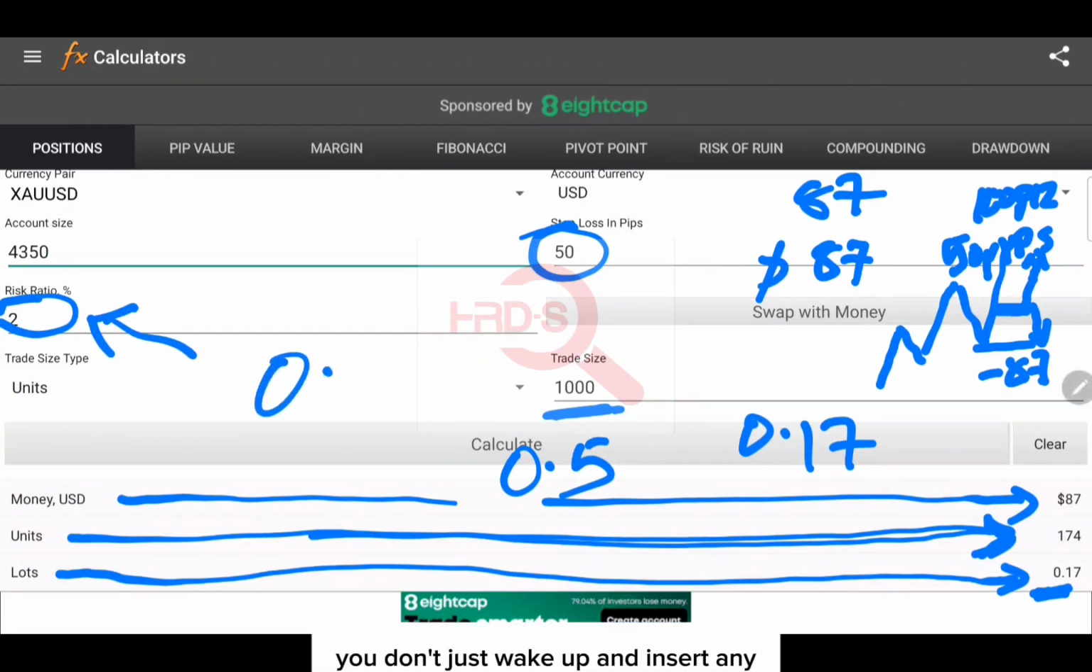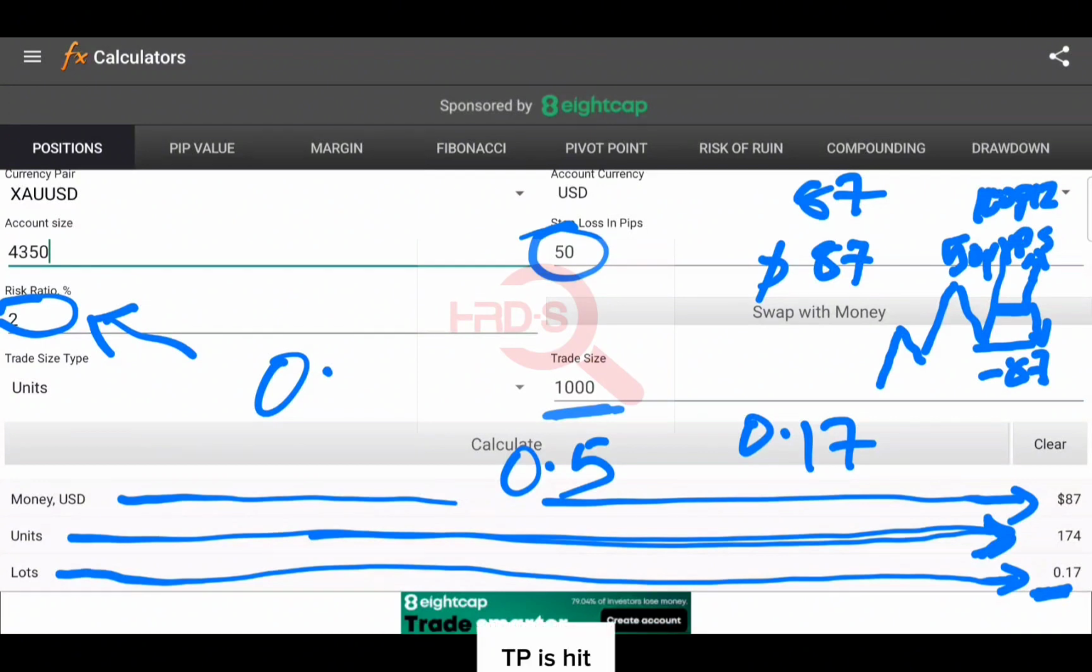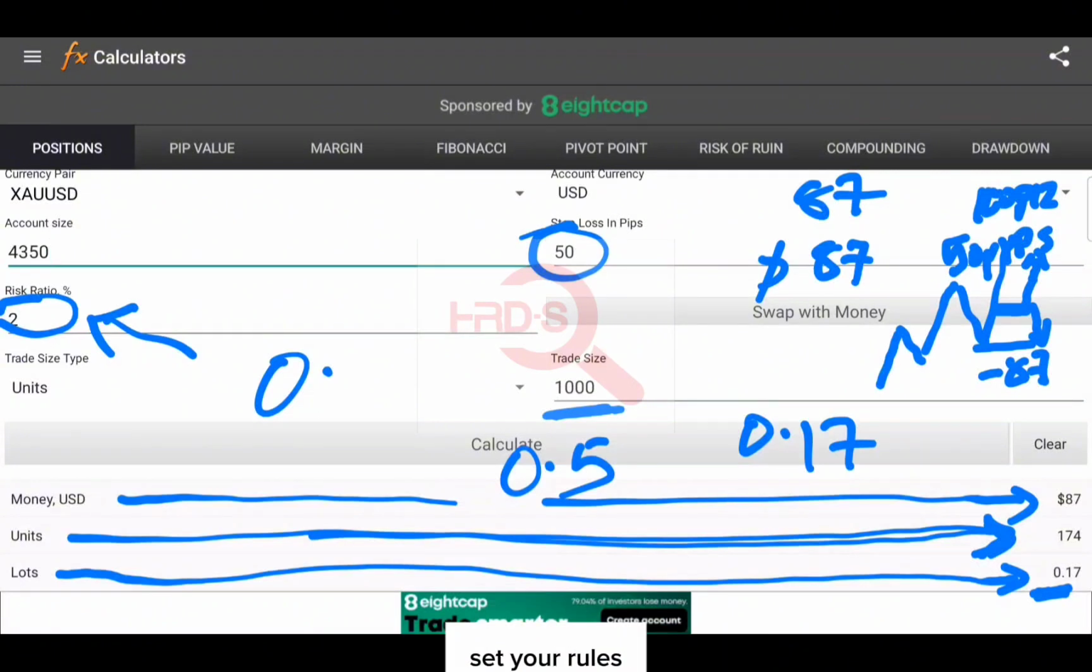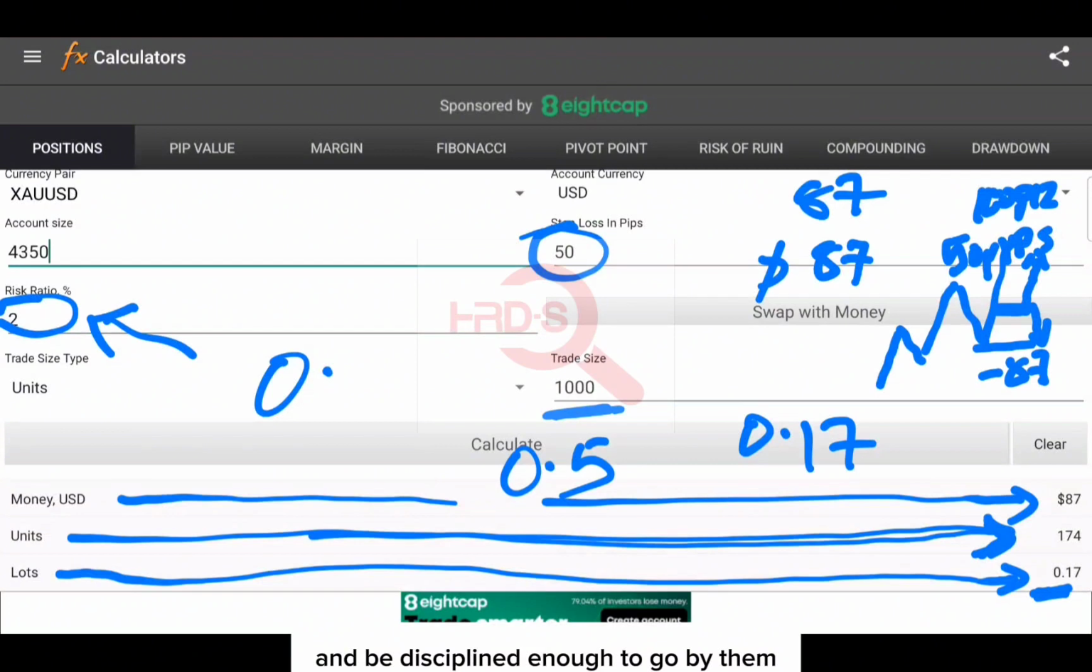You don't just wake up and insert any lot size that you like and use it to trade. No, you have to come and calculate to know the risk, and it gives you peace of mind. When I place my trade and I'm risking 1% or 0.5% of my capital, I don't panic. I just place my trade and go about my business. When I come back, either my SL is hit or my TP is hit. These two are parts of money management, psychology and risk management. Set your rules and be disciplined enough to go by them.